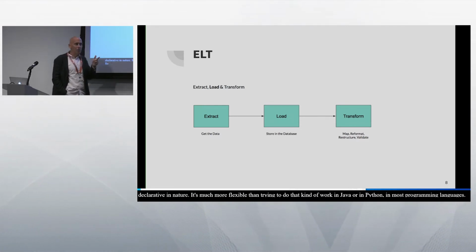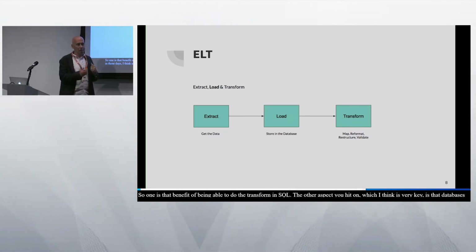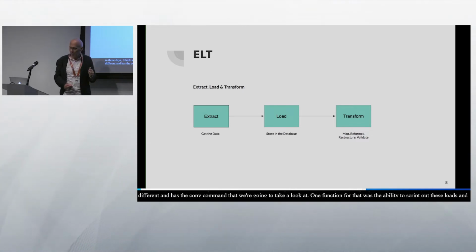The other aspect that you hit on, which I think is very key, is that databases in those days, as I might have mentioned, I was working with Oracle, had a high-speed loading tool called SQL Loader. Postgres has something a little bit different. It has the copy command that we're going to take a look at. And I think one function for that was the ability to now just script out these loads and use the high-speed load capability. So I think that is another factor.